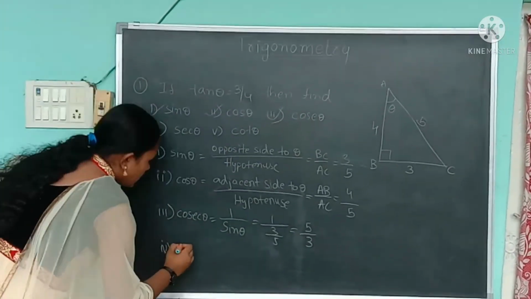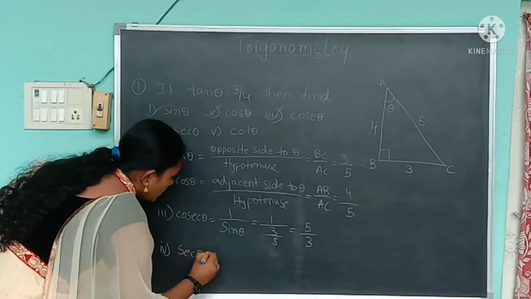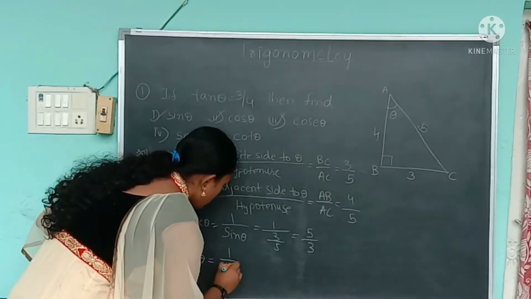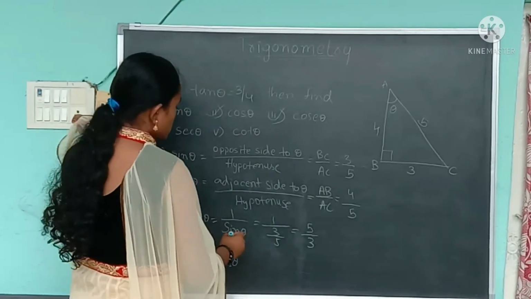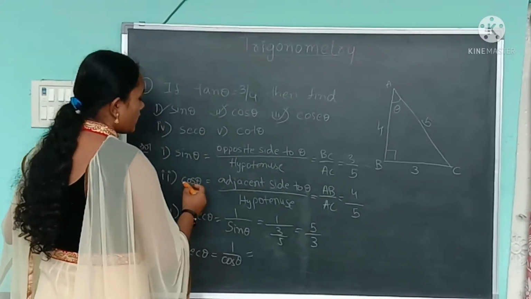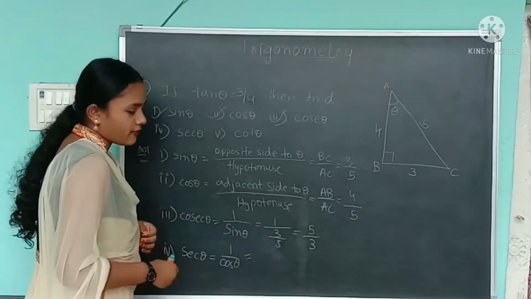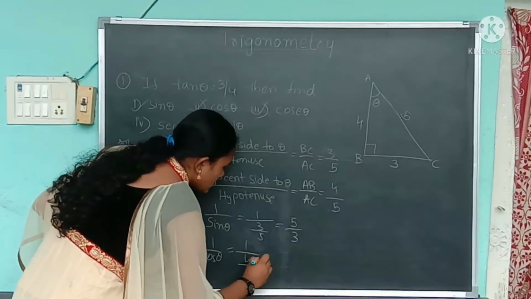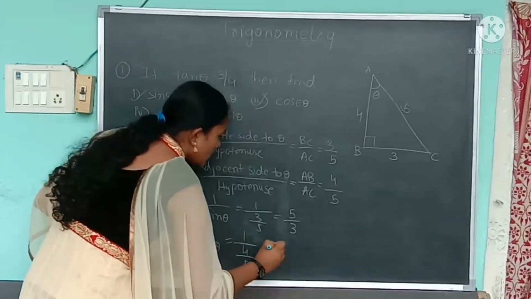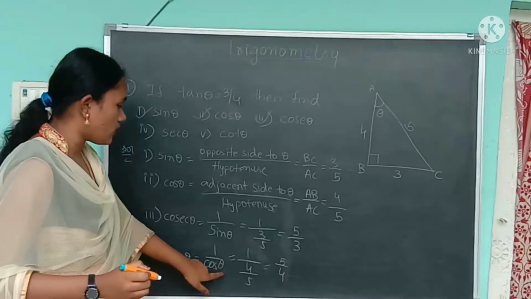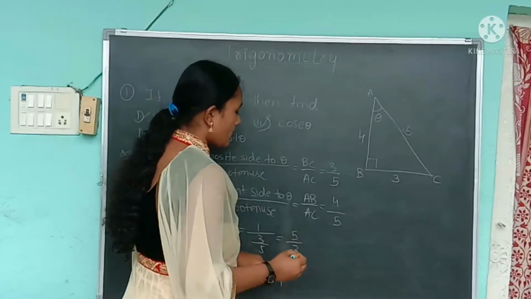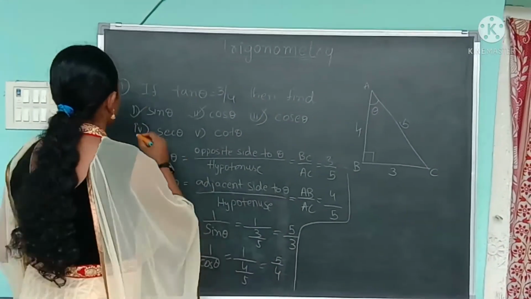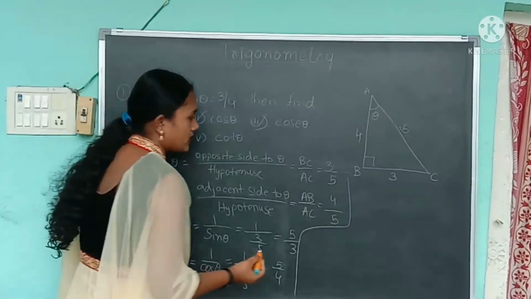And the fourth one, secant theta. Secant theta is the inverse of cos theta, so 1 by cos theta. What is the cos theta value here? We got cos theta is equal to 4 by 5. So 1 by 4 by 5 is equal to 5 by 4. So the value of secant theta is equal to 5 by 4. We completed secant theta.